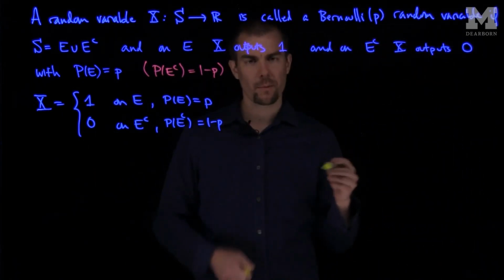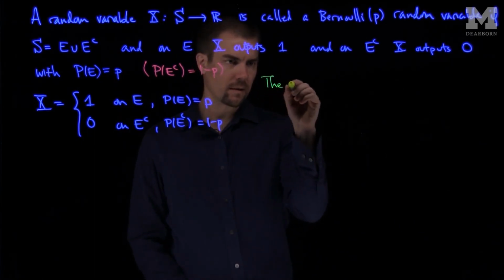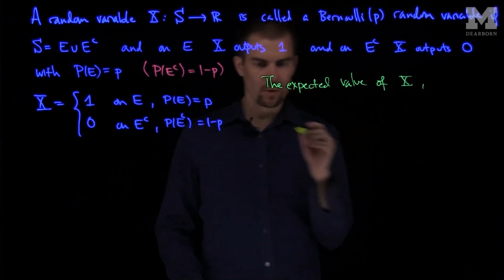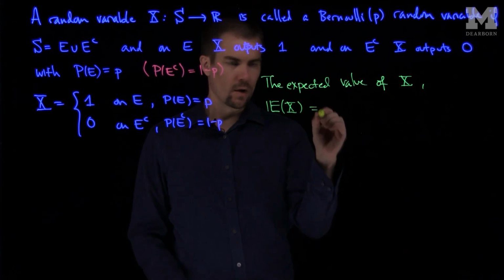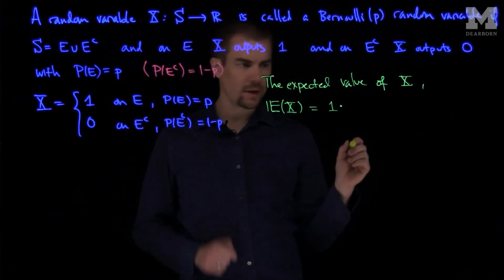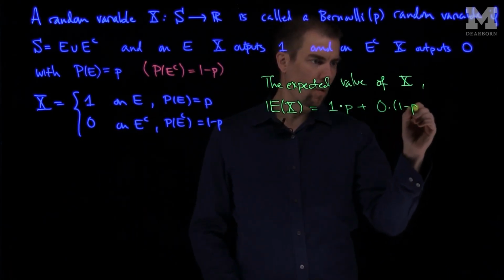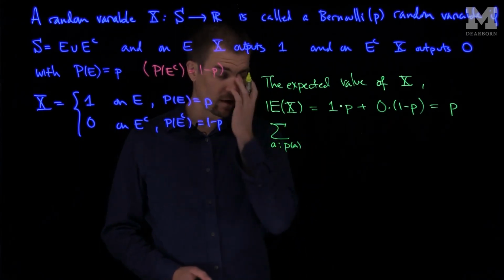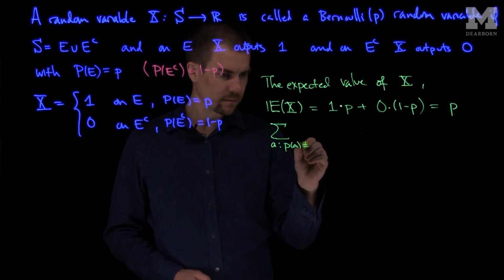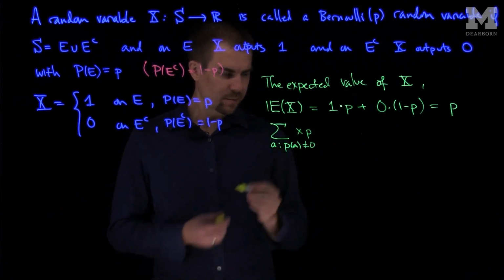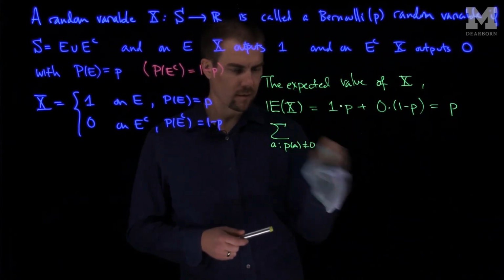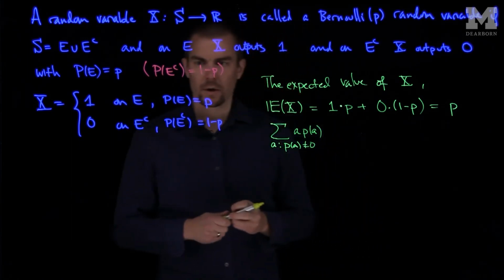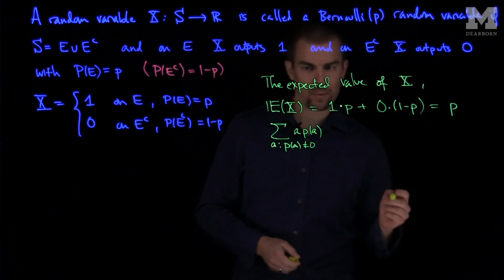So some remarks on these. Remark: the expected value of X can be computed as follows. The expected value of this random variable X will be 1 times P plus 0 times 1 minus P, so we just have P, where of course we've used the formula, the sum over all A such that the probability mass function is not equal to 0 of A times P of A. And there's really only one event we're focused on, the event when you're at 1. So we have the expected value as P, and now we can compute the variance of this random variable.